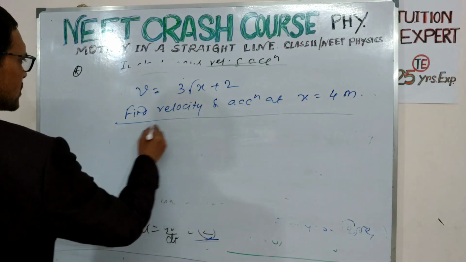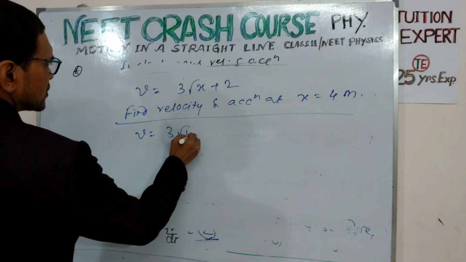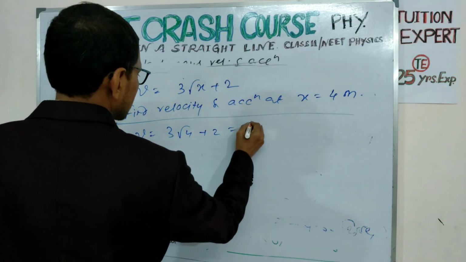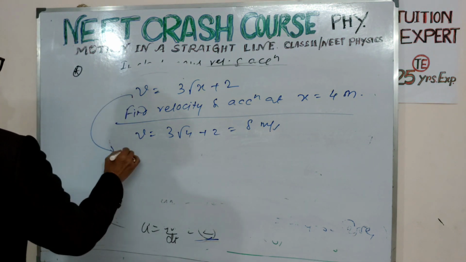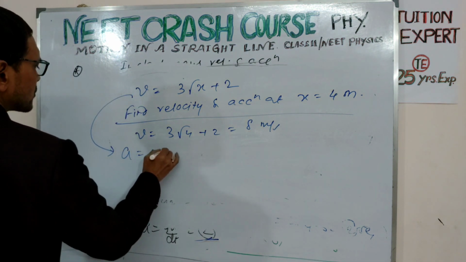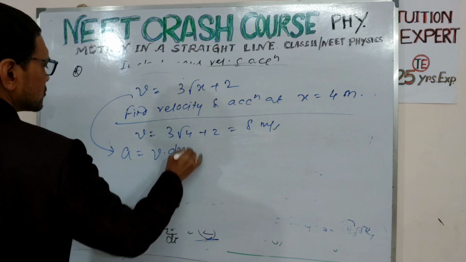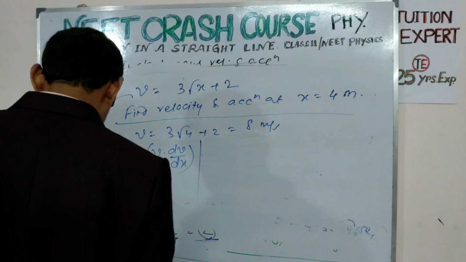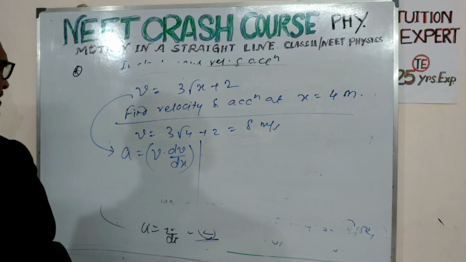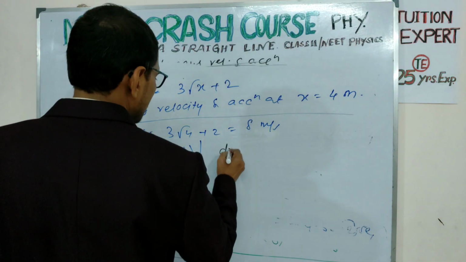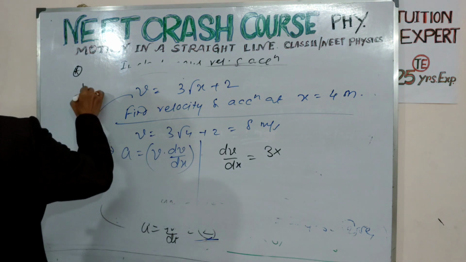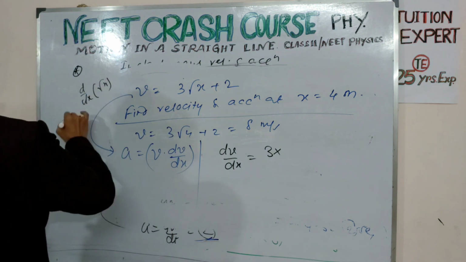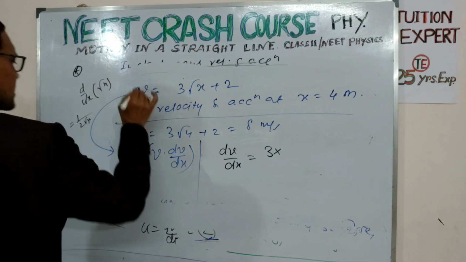We get velocity equal to, put x equal to 4 here. This is velocity, but what is the acceleration? Now here we have to use acceleration equal to v dv by dx. We have to use this. Now we can easily find dv by dx. So dv by dx equal to 3 into root over x, derivative of root over x equal to 1 by 2 root x.